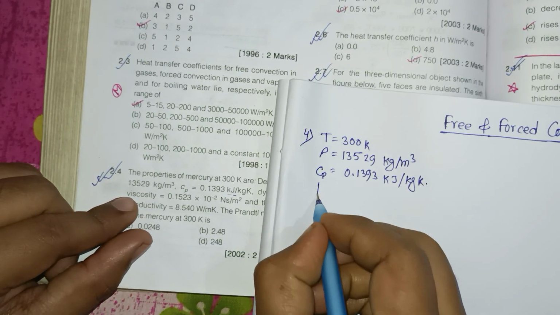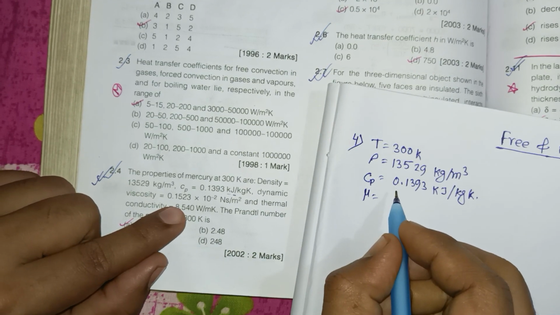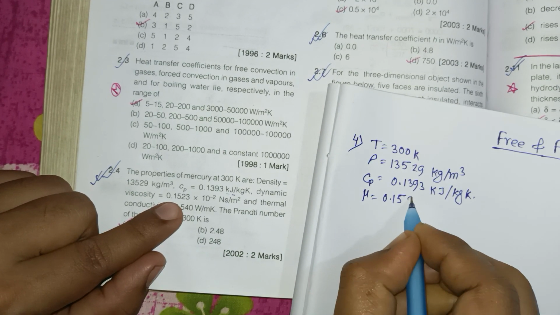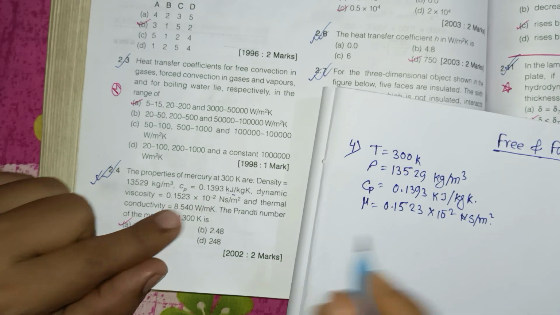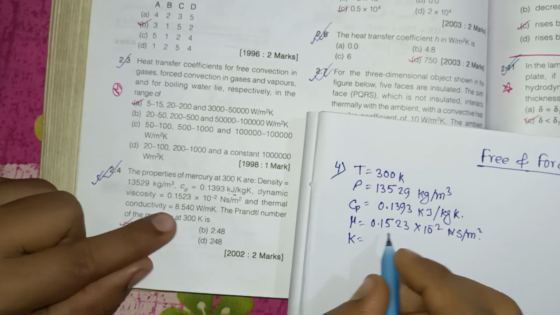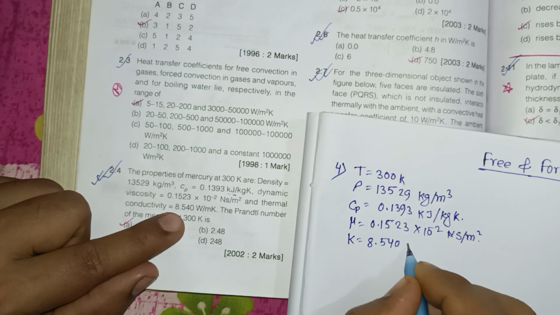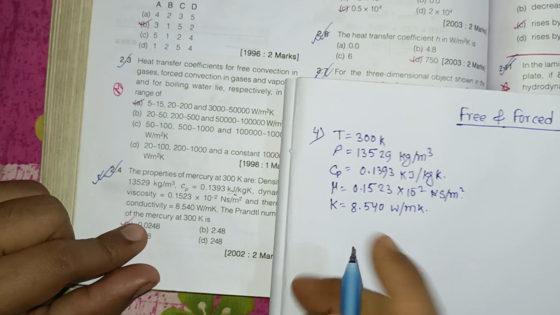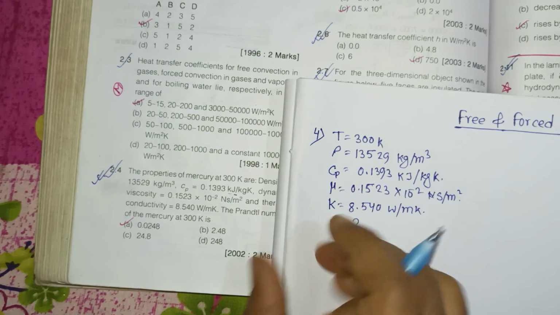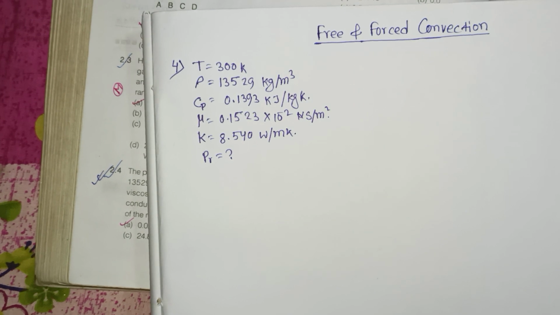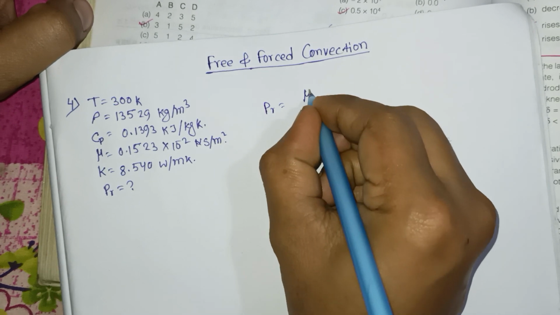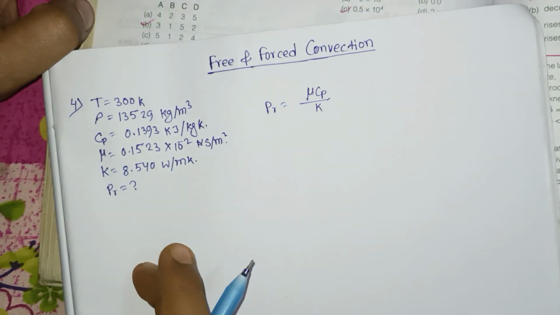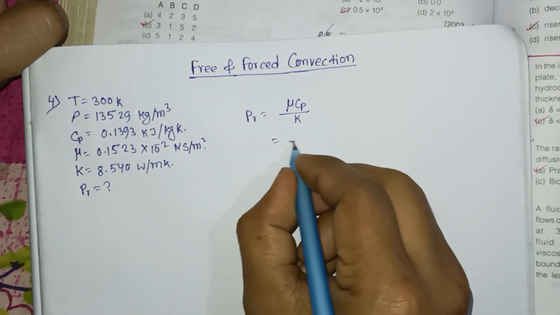Dynamic viscosity mu equal to 0.1523 into 10 to the power minus 2 Newton second per meter square. Thermal conductivity K equal to 8.540 watt per meter Kelvin. So you have to find out the Prandtl number. So how do you find this Prandtl number? Okay, so the formula to find out this Prandtl number is: Prandtl number equal to mu Cp by K.